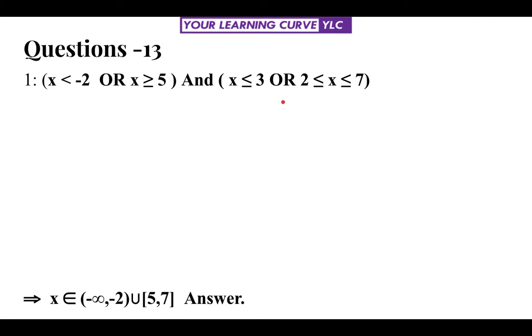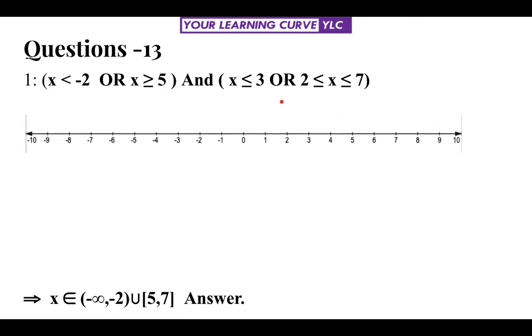So we start plotting these inequalities on the number line. The first inequality says x is less than -2, means you locate the number -2 and you draw the interval which satisfies this inequality. So x is less than -2 means anything less than -2 is our answer. So x belongs to -infinity to -2. This arrow means it is going on till -infinity. It is not ending at -10.